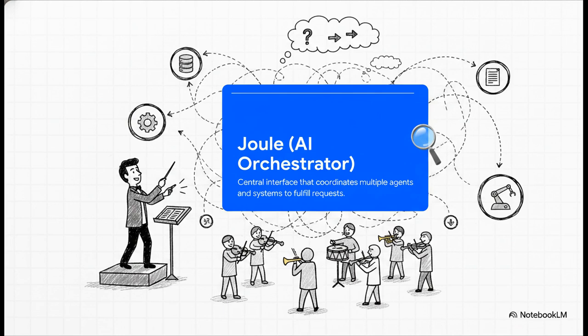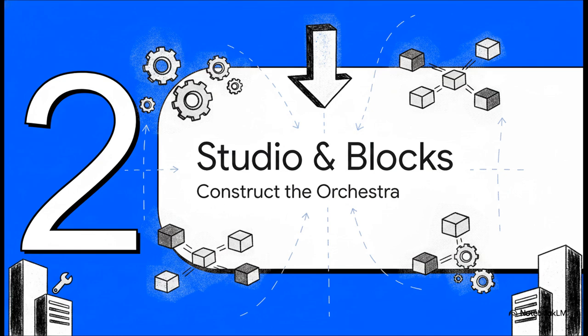In the SAP ecosystem, Joule is the AI orchestrator. So going back to our analogy, if those AI agents are the musicians in our orchestra, Joule is the conductor. It's the central interface that you, the human, actually interact with. You don't need to stress about which specific agent handles the HR database or the finance ledger. You just ask Joule, and Joule coordinates those multiple collaborative AI agents behind the scenes to get the job done for you.